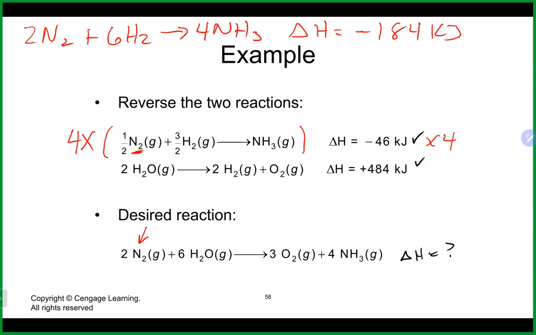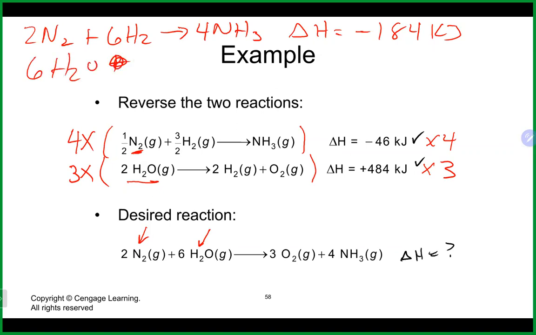Next thing I'm going to do is simply go to the next thing I'm looking for, which is I want 6 waters in the gas state. And it's on the left here, but again, it is not 6. So I'm going to need to multiply the bottom equation by 3. And because I'm multiplying the bottom equation by 3, I will also need to multiply the delta H value by 3 as well.